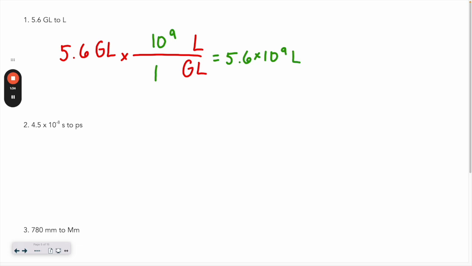5.6 has 2 sig figs. I'm counting left to right, so 1, 2. And my answer, 5.6 times 10 to the 9th, also has 2 sig figs, and I included units. Awesome. Let's try the next one.